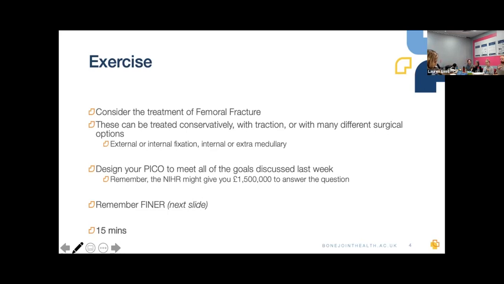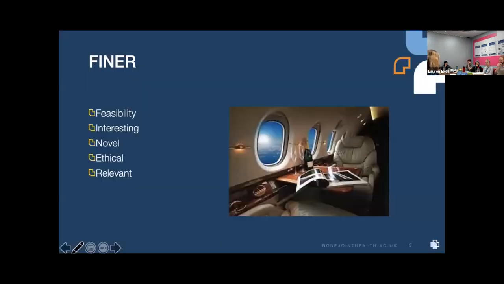So what we're going to ask is that we spend 10 or 15 minutes designing a Pico question, so that's population, intervention, comparator, and outcome, to answer a question about the best way to treat a femoral fracture in a population you choose, with an intervention you choose, and a comparator you choose, and an outcome that you choose, all right? Just remember that these research questions are what we essentially submit to like the NIHR or the MRC, the funding bodies, okay? So you want it to fit those finer criteria to make it so good that the NIHR give you £1 or £2 million to do your research project. That's the sort of budget you're talking about when you apply.